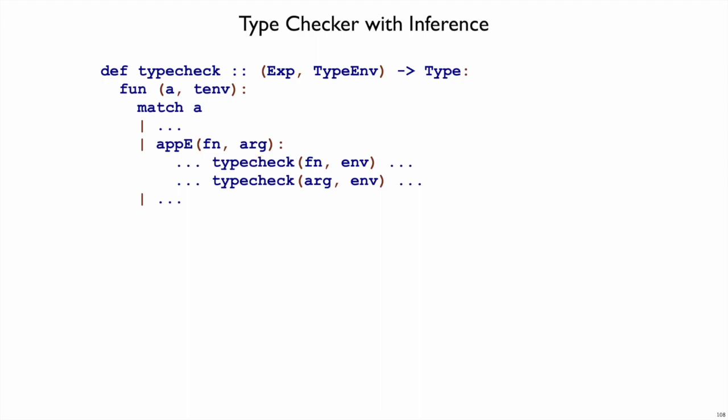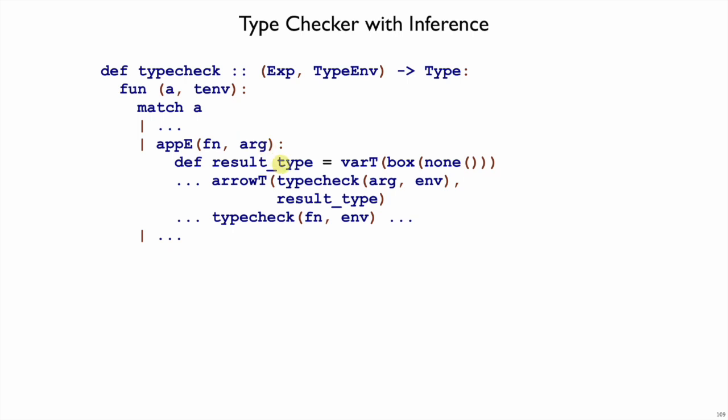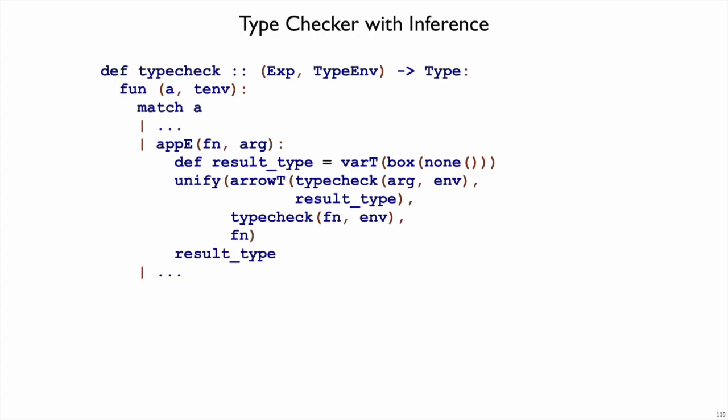So just as we said before, we are going to make up a new type variable to stand for the result type. And then we can form an arrow type using that type variable as a result type and the result of type check on the arg. This is the arrow type that we want the function to have. And so we get a type for the function using type check, and then we can unify these two types, passing along the function to complain about if this arrow type does not match the type of the function expression.